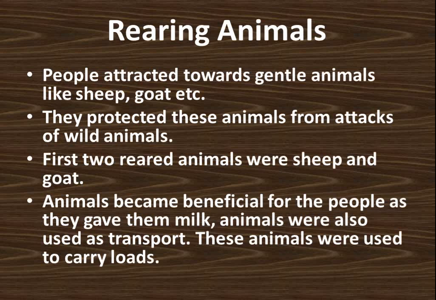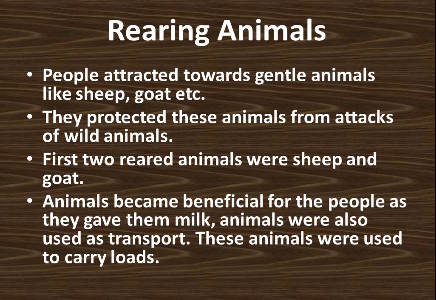Now rearing animals. As the first thing we discussed, hunting to rearing. Now we will learn the complete process of how they started rearing animals, the particular animals they had taken. People were attracted towards gentle animals like sheep, goat, etc. Why the gentle animals? Because they were not harming them. They were gentle to them. So first of all they were attracted towards those animals.